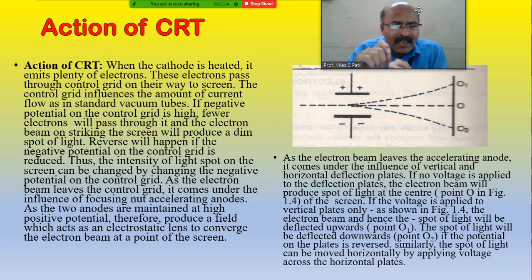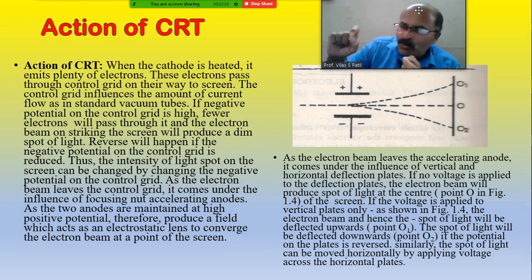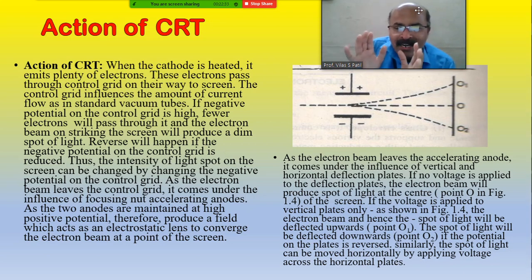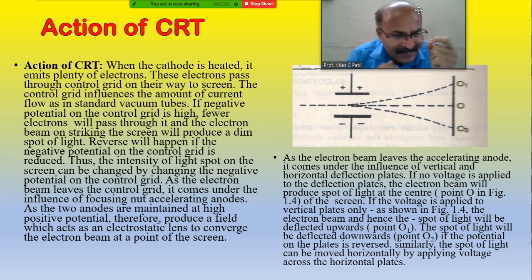the current flow. In a standard vacuum tube, we know that the vacuum tube is evacuated. That is, the glass envelope is evacuated, that is, no air or any combination inside the envelope. And due to that, if the negative potential of the control grid is high, a very small, very poor beam of electrons will be fired from the electron gun toward the deflection system and lastly at the fluorescent screen.